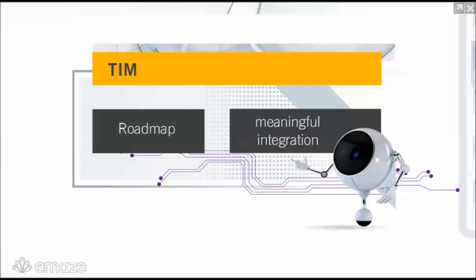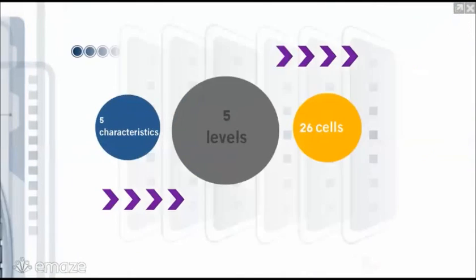This model is, like I said, a matrix. There are 5 characteristics of technology integration, which are that the technology integration is active, collaborative, constructive, authentic, and goal-directed. And there are 5 levels of technology integration: entry level, adoption, adaption, infusion, and transformative. This matrix has 26 cells, and each cell has 2 lesson plans and a short video of the lesson that shows how the technology is integrated in the classroom.